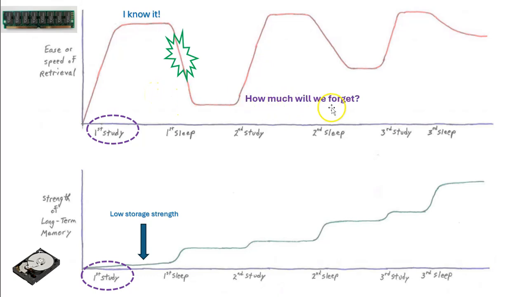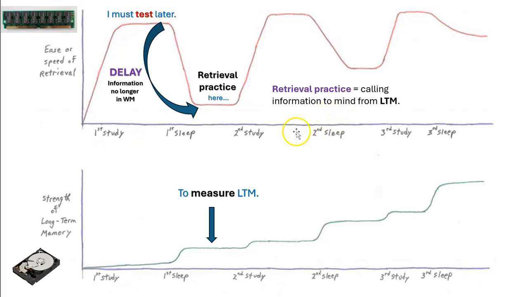Now, how much will we forget? Well, this is where we want to test ourselves to find out. So we must test ourselves later on. And here we're going to use a form of testing called retrieval practice, where we're simply going to try to call information to mind. And we want to make sure we're trying to get the information from the long-term memory system. Now, how do we ensure that? We must have a delay between the study session and the time that we are testing ourselves.